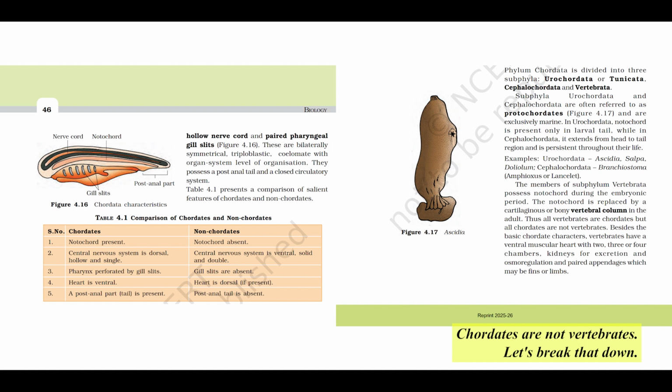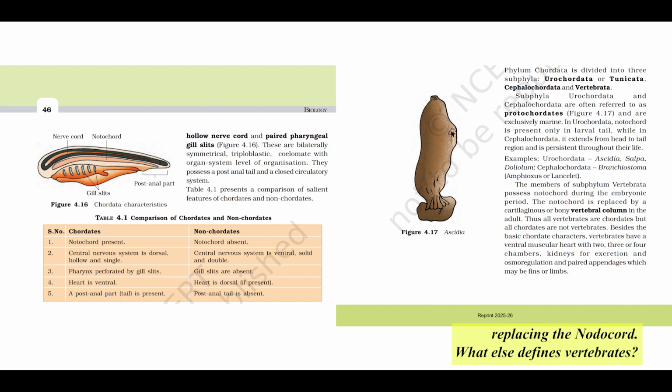Let's break that down. It's true because all vertebrates had a notochord during their embryonic development, fulfilling the chordate requirement, which is later replaced by the vertebral column. So they are definitely chordates. However, the protochordates, Urochordata and Cephalochordata, are chordates. They have a notochord, but they are not vertebrates because their notochord is not replaced by a vertebral column. They lack a backbone. This distinction is absolutely fundamental. Got it. Vertebrates are chordates with a backbone replacing the notochord.